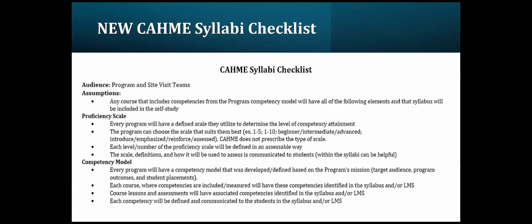All right, here's the top part of the checklist. Again, just some basics to set the stage for who's using it and what we're assuming when we start to look at your syllabi. One is that you will have a proficiency scale. You can call it anything you like. This is just a generic name, but it is a scale in which you've identified the level that you want a student to achieve for that competency, either in the course or in the program. You may use numbers, you may use words. This is really up to you.